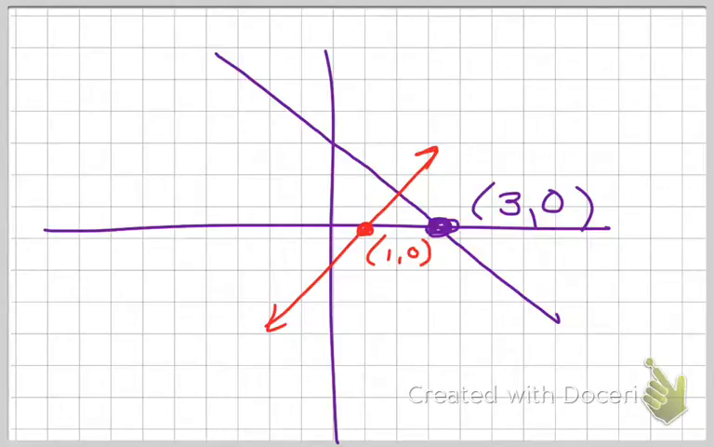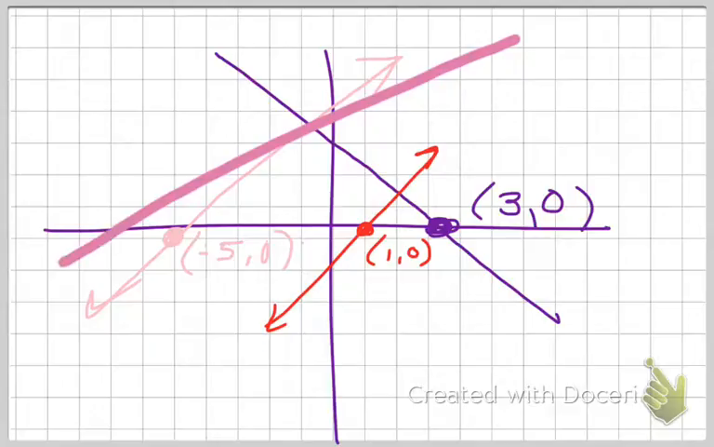What about the coordinates of this one? It's pink. 1, 2, 3, 4, 5. Negative 5, 0. So what's the pattern between all of these x-intercepts? The 0 is always going to be in the y, right? Doesn't matter where I put my line. I can put my line all the way out here, I'm still going to have a 0 for my y. I can put my line all the way out here, I'm still going to have a 0 as my y.